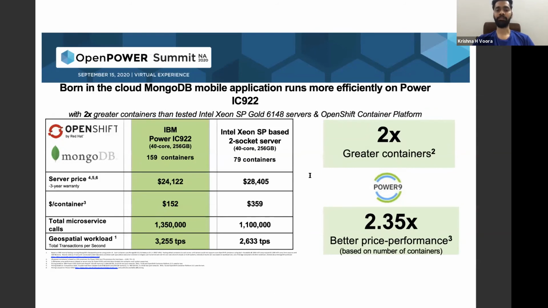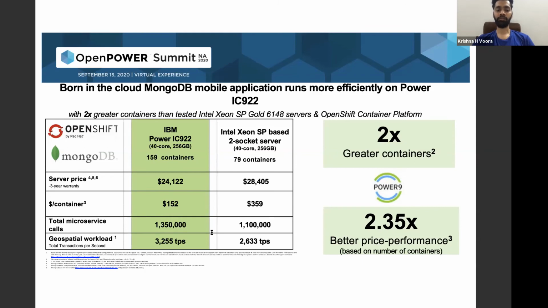We have done a similar use case study on the 9922, or the Mihawk systems, along with Skylake systems again. What we saw was that we could still maintain a lead of 2x greater container density on a per core basis, and the price performance was nearly 2.35x better than the Intel system. But we have leveraged something called QoS, which is quality of service.